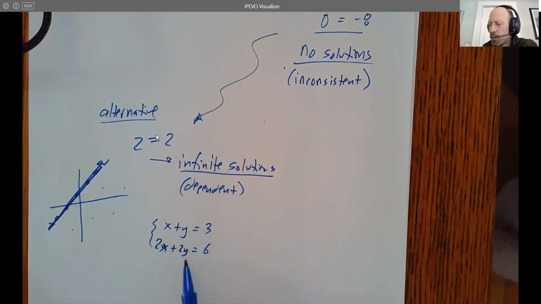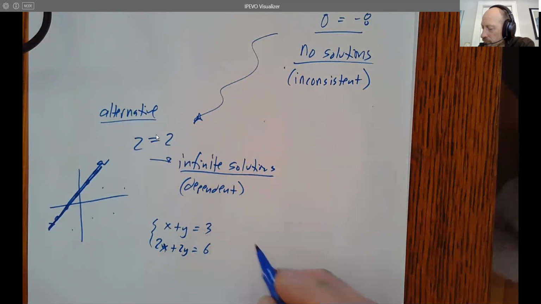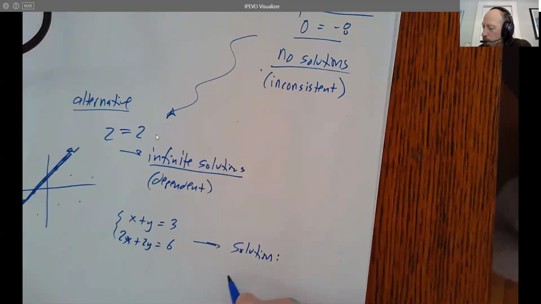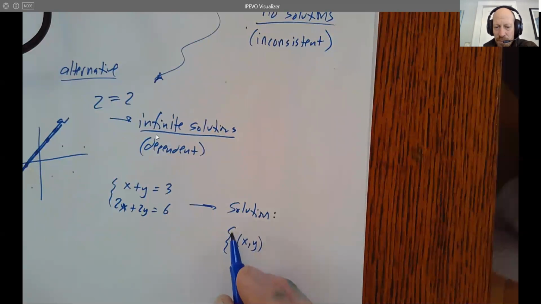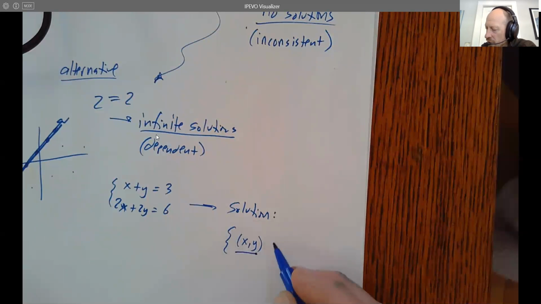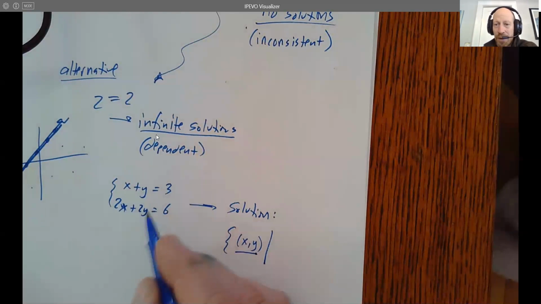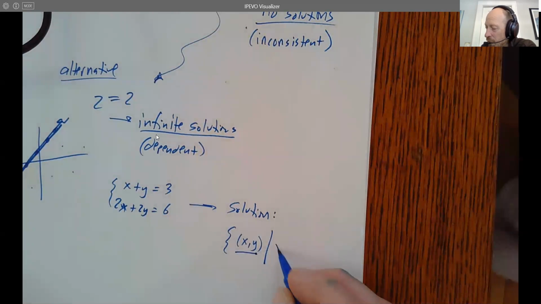So when we do all the work, we will get something that looks like this. So the solution, what we're going to do is write it like this. We're going to write, this curly bracket means the set, it's the set of all ordered pairs such that, and then you're just going to write down one of these equations. It doesn't matter which one because they're both the same equation. x plus y equals 3.